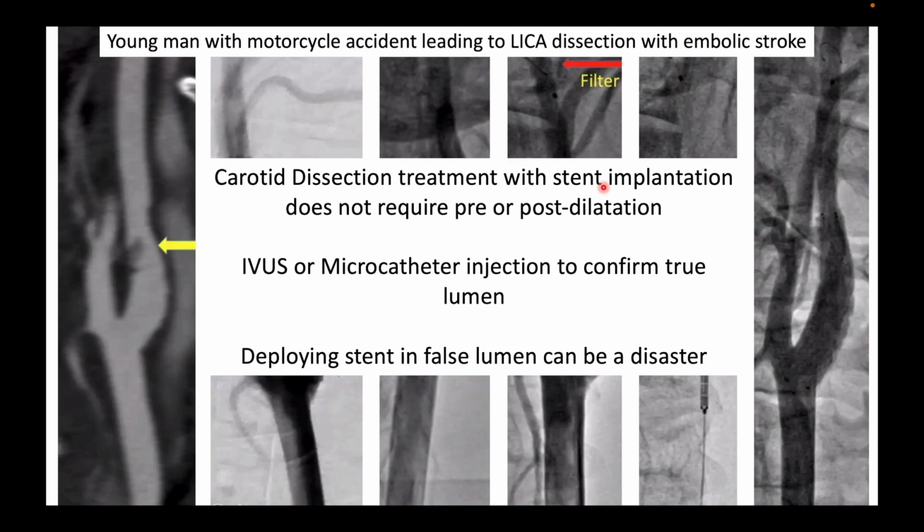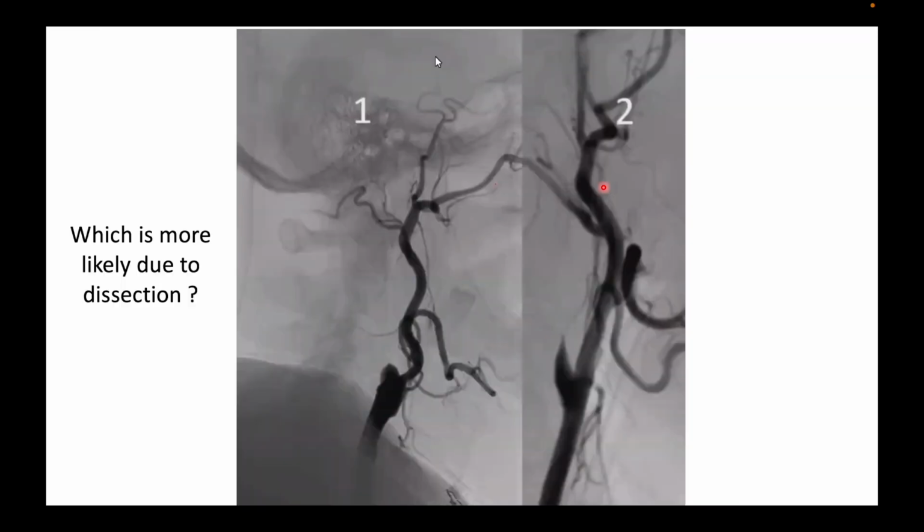So IVUS or microcatheter tip injection to confirm the true lumen, as deploying a stent in the false lumen can be a disaster. So which is more likely to be due to dissection, this type of occlusion or this type of occlusion? It is the pencil tip shape occlusion which is more likely to be because of dissection.